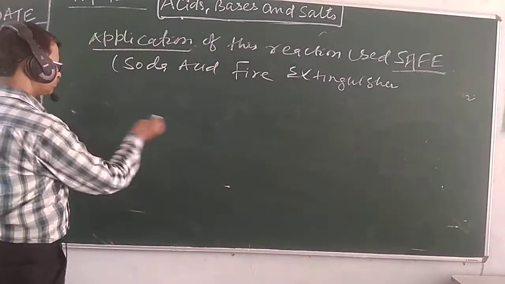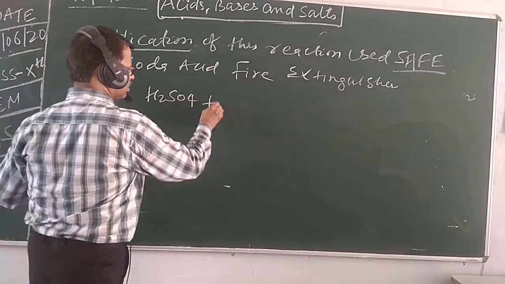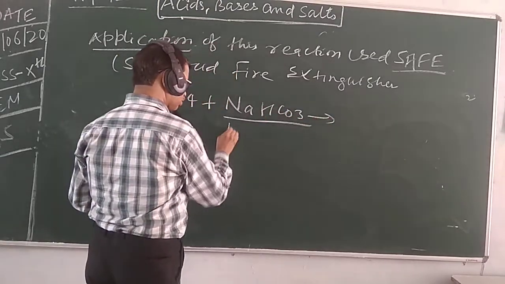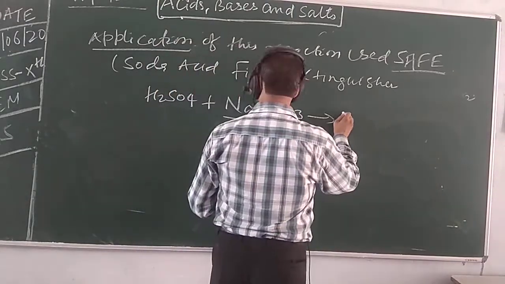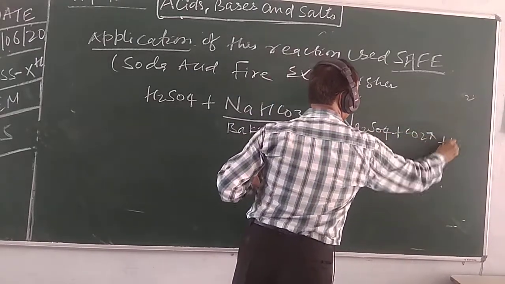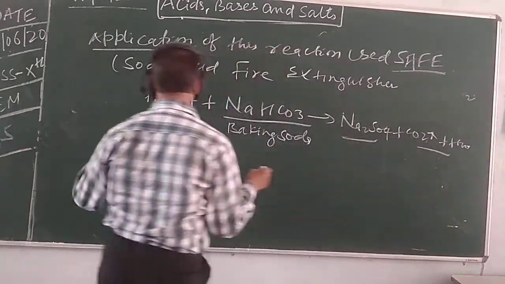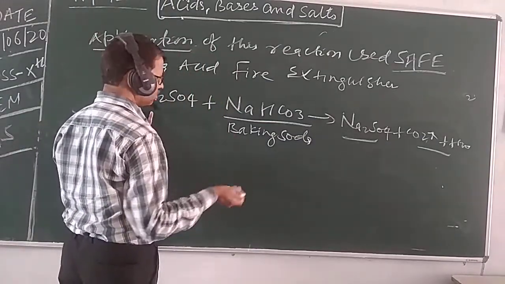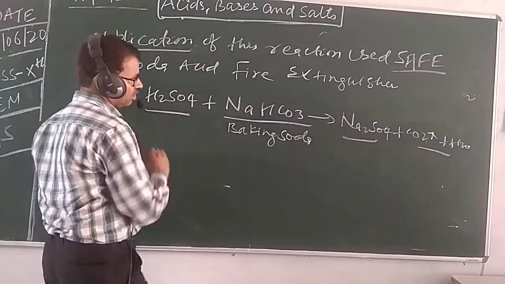So you just see the reaction, the same reaction: you take H2SO4 plus sodium bicarbonate, also known as baking soda. The reaction gives sodium sulfate, Na2SO4, plus CO2 plus water. So this is the reaction that is generally used when a fire is there; anywhere a fire breaks out, for extinguishing it we use this reaction.